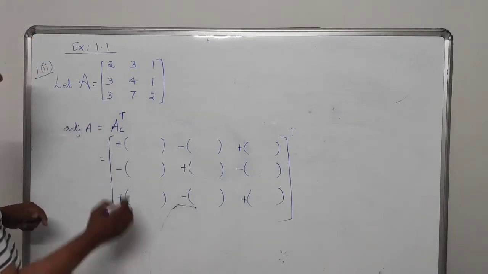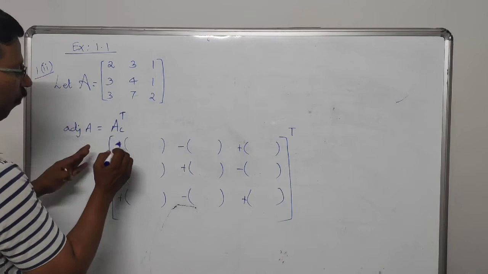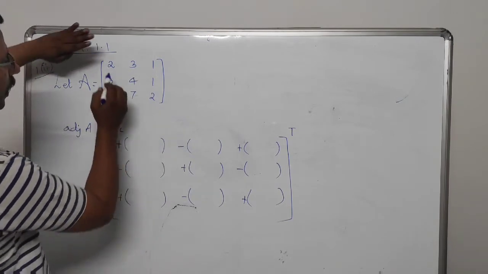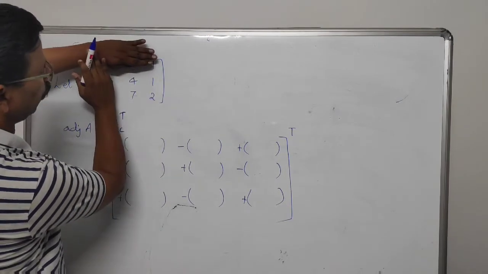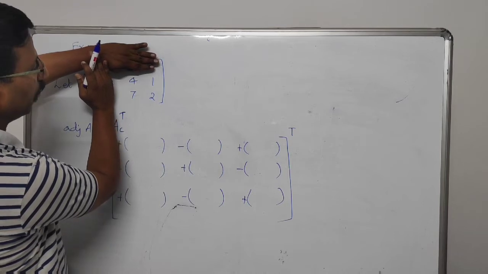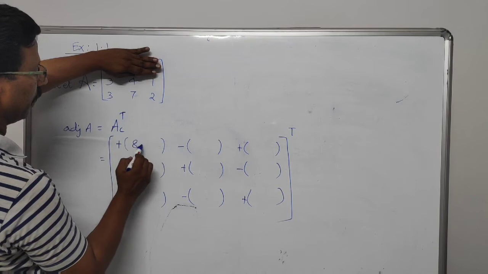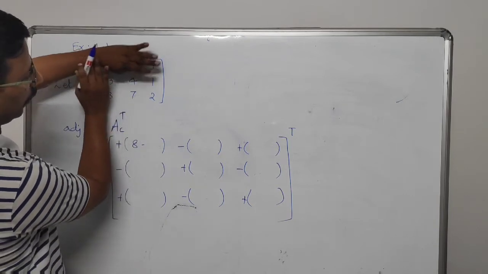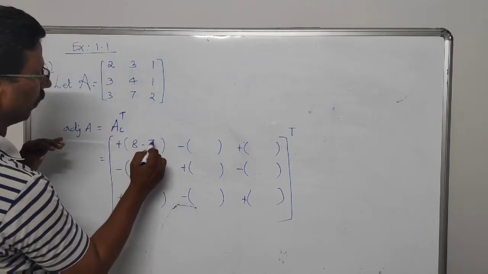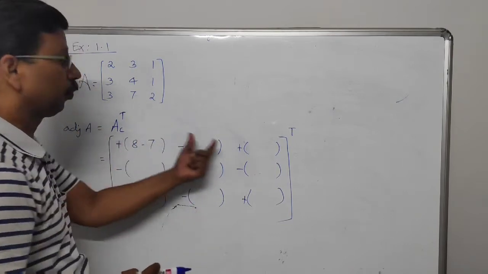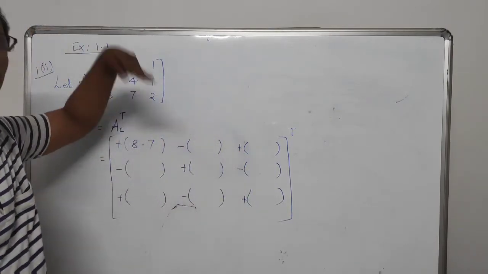But now, how to find the adjoint? That is the cofactor of the first row, first column. As I told already, leave the first row and the first column. You get 4, 1, 7, 2. Then find the product of 4 2s, how much? 8. Then minus the product of the anti-diagonal, 7 into 1 equals 7. Likewise, we can write this product directly by skipping the previous step.